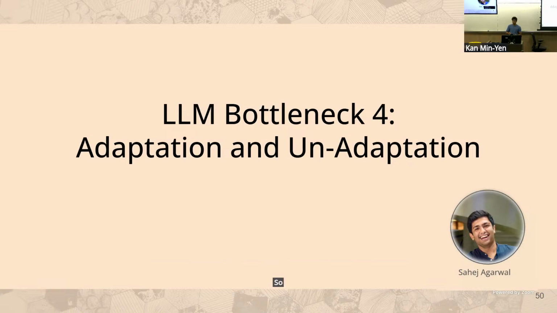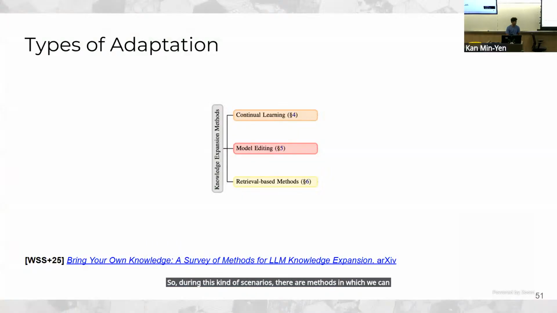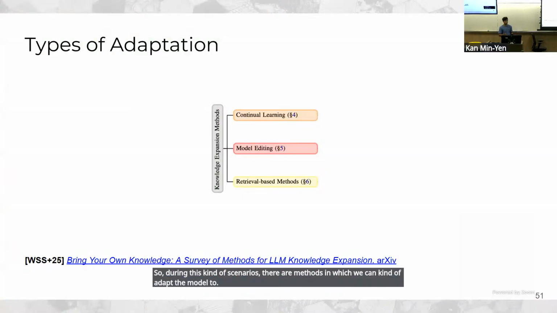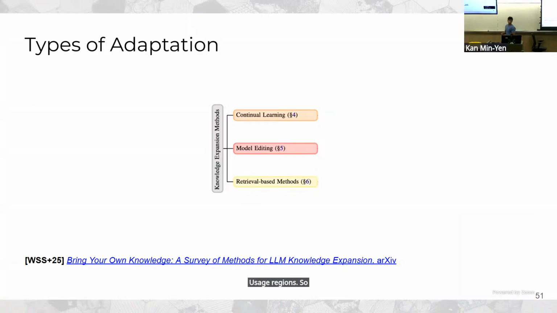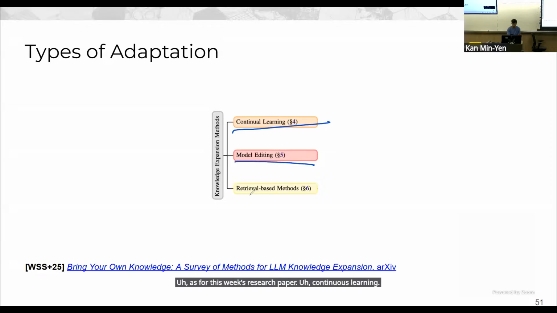So in these kinds of scenarios, there are methods in which we can adapt the model to new situations. It is usually in three categories as per this research paper: continual learning, model editing, and retrieval-based methods. Since this course is about retrieval-based methods, I will not be explaining them, and will mainly focus on continual learning and model editing.